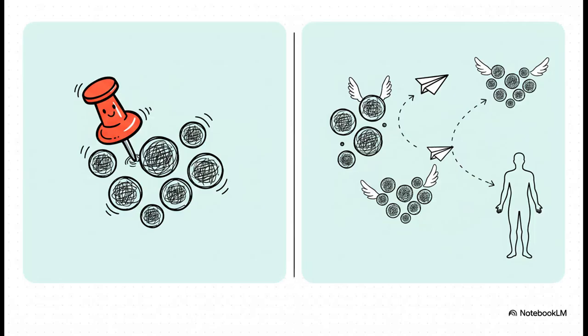But not all tumors are the same. A benign tumor is a lump that just stays put. It can cause problems, sure, by pressing on things, but it doesn't invade other parts of the body. A malignant tumor, on the other hand, that's what we're talking about when we say cancer. Its real danger is its ability to spread.